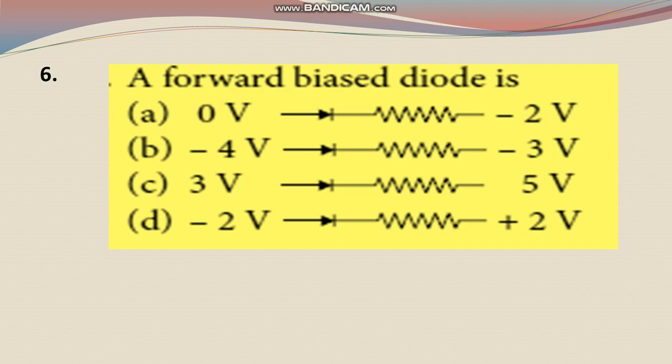Next, question number 6. This is also the same type of question. A forward bias diode is. Same concept. P is necessary to connect to higher potential, N is necessary to connect to lower potential. When you are observing here in this A, B, C, D, A is the answer. So higher potential 0 volt, P is connected to 0 volt and N is connected to minus 2 volt. So A is our answer.